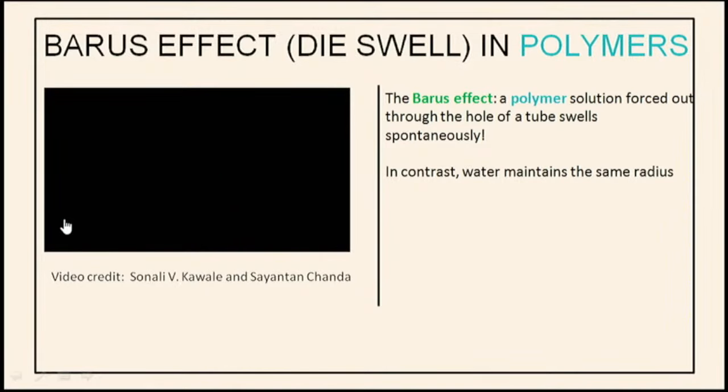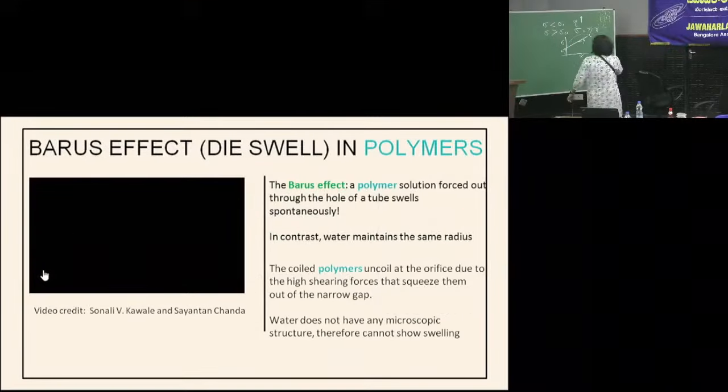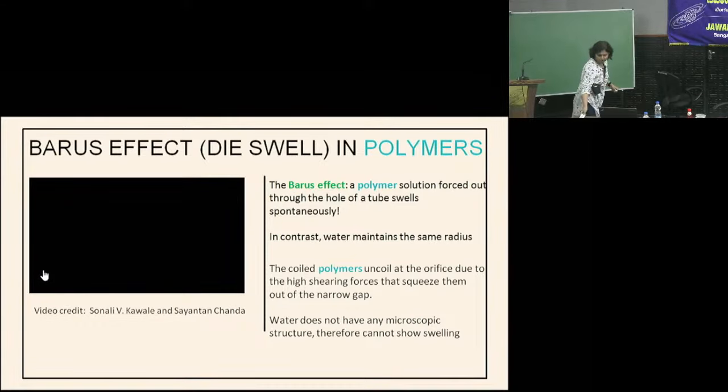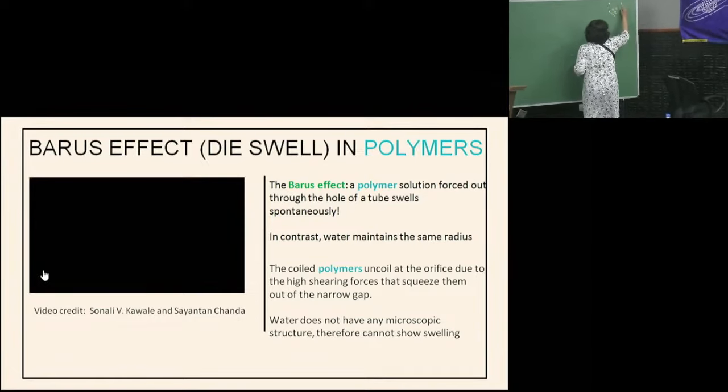Now, why does that happen? It happens because polymers are organic, but these are polymers that are made in a water medium. Organic molecules, macromolecules, don't like water, right? So when they are in water, they are coiled up. They make globules. So in the bottle, you have globules like this.